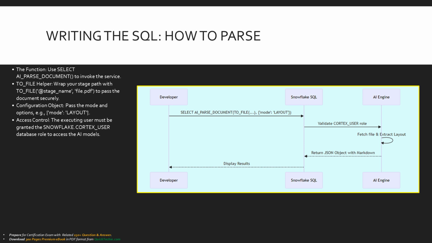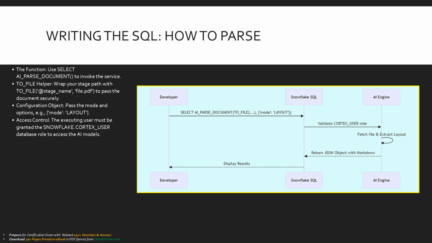Administratively, there's a strict security requirement here. To execute this function, the user or service account running the query must be granted the SNOWFLAKE.CORTEX_USER database role. Without this role, the query will fail. This ensures that only authorized workloads can consume Cortex AI compute credits.